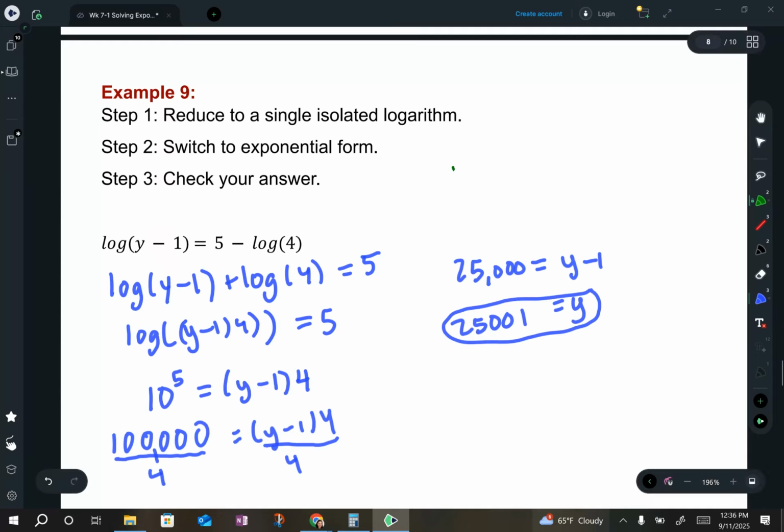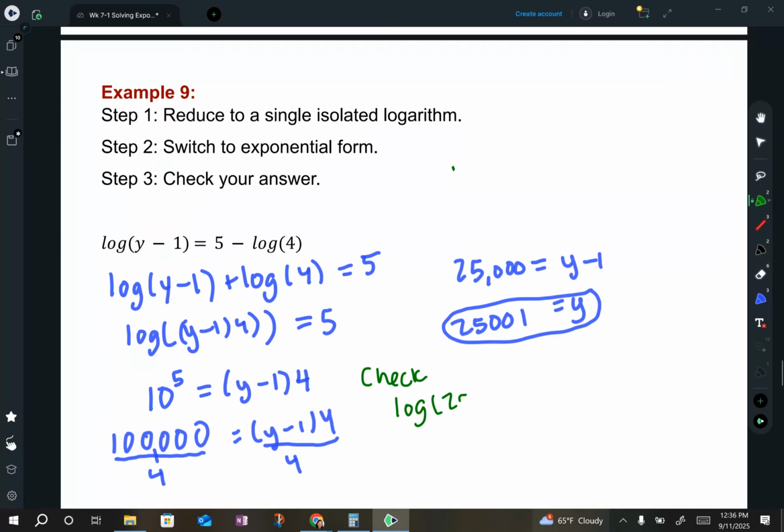With logs, it's always a good idea to check our solution. So let's go ahead and check this. We're going to figure out if log of 25,001 minus 1 is approximately, since we're using decimal approximations to check, 5 minus log of 4.